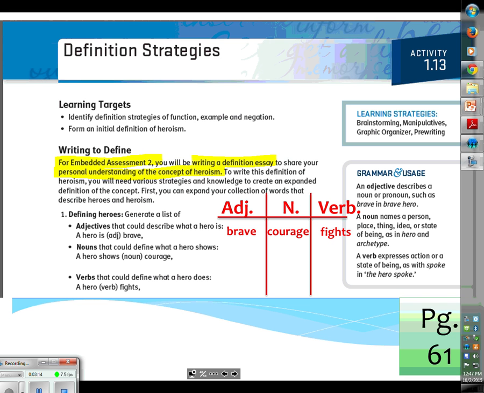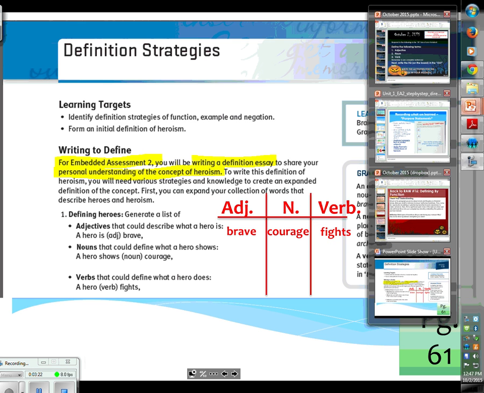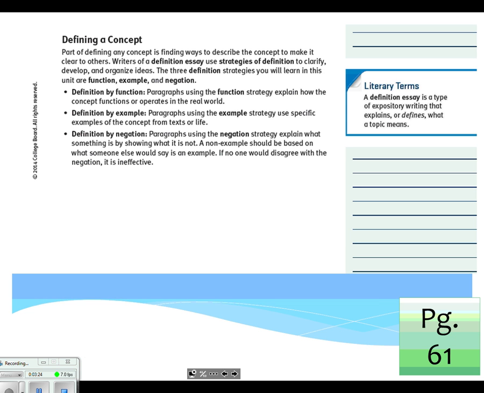Okay, so you started to get the idea rolling with what exactly could define a hero. We're going to take a step further now, and we're going to start looking at the definition strategies themselves. So the bottom section of the page, there's a quick blurb about a literary term of a definition essay. Just quickly go ahead and highlight the intro there, because that is what you are going to be making.